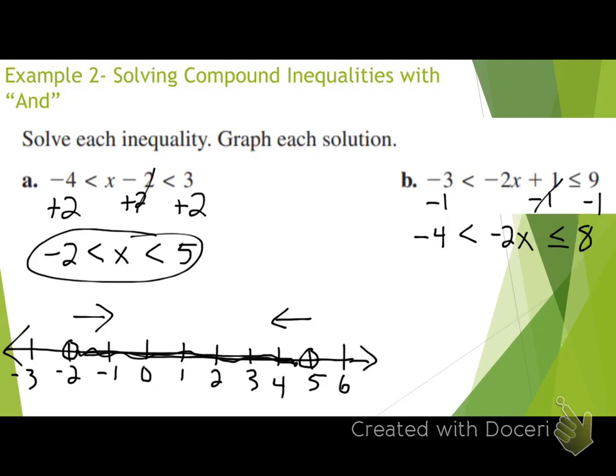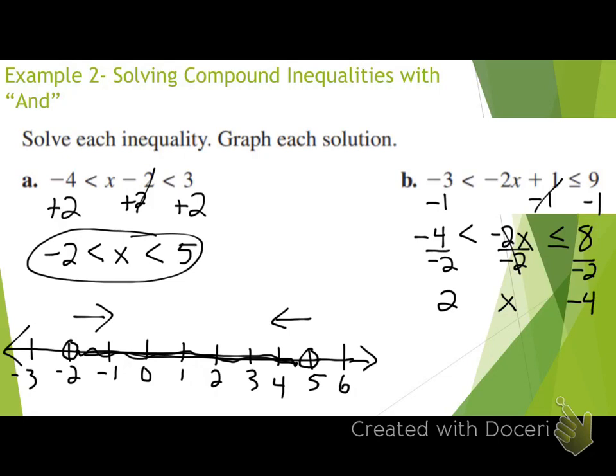Now, how would I get x by itself? Divide all three sides by negative 2. Negative 4 divided by negative 2. Positive 2. I've got x in the middle. 8 divided by negative 2. Negative 4. Symbols flip or stay? Flip. I divided all three sides by a negative, correct?